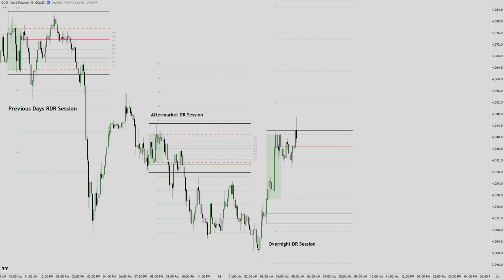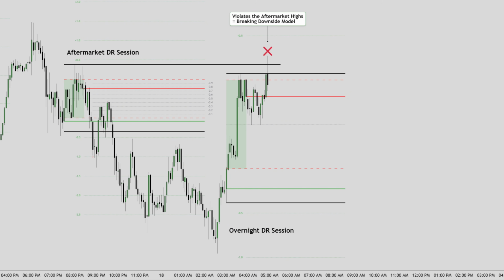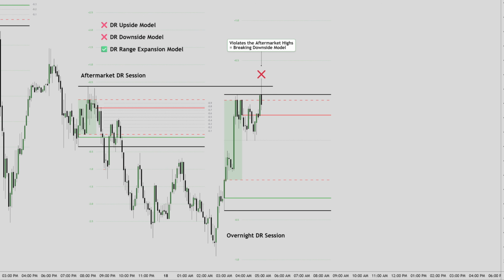Gold's overnight session at 5 a.m. presented a clear picture. The very first thing you should notice is that the aftermarket highs were violated, which instantly invalidates both the DR downside and the DR upside model. The only remaining structure is a potential DR range expansion model, although at this moment there is still no confirmation to either side. From here, preparation becomes everything.